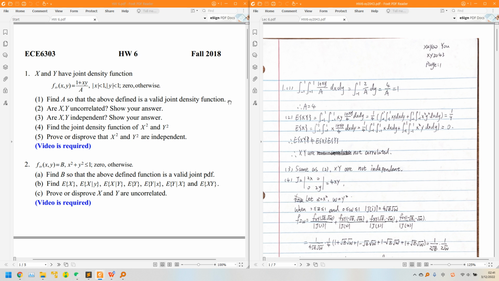If it is a valid joint density function, the integration of this function should be 1. So we do the integral of this function, and we get the result 4 over a, which should be equal to 1. Therefore a is equal to 4.